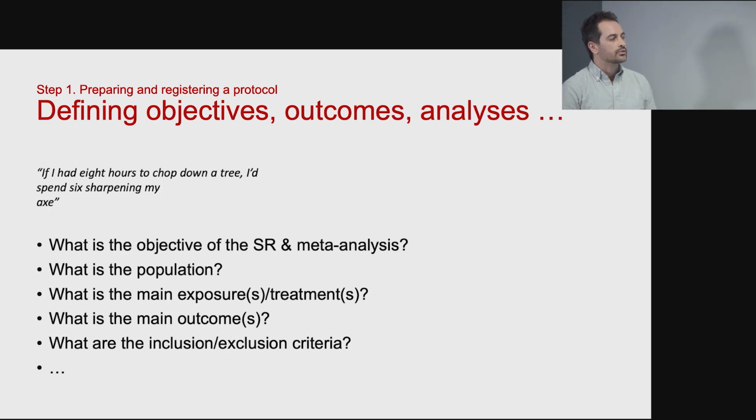Questions that we may want to ask are: what is the objective of a systematic review and meta-analysis? We have to think about it and write down what the objective is. What is the population? What are the patients or non-patients that we are going to include in our analysis? What is the main exposure, or the main independent variable, the main treatment? What is the main outcome? Are there multiple outcomes in which we are interested? And what are the inclusion and exclusion criteria, why should you select an article or not select an article?